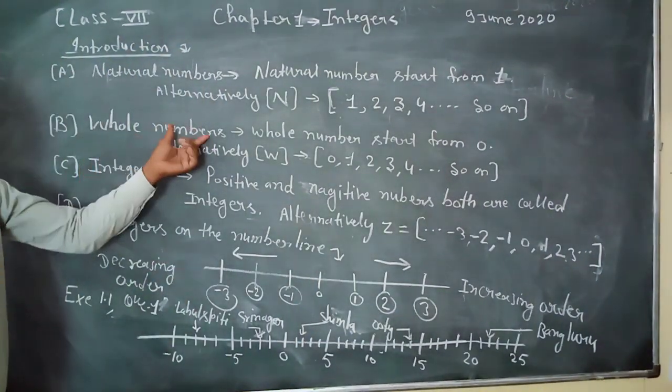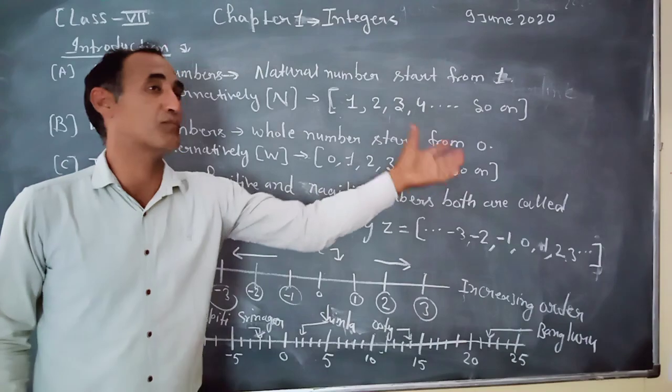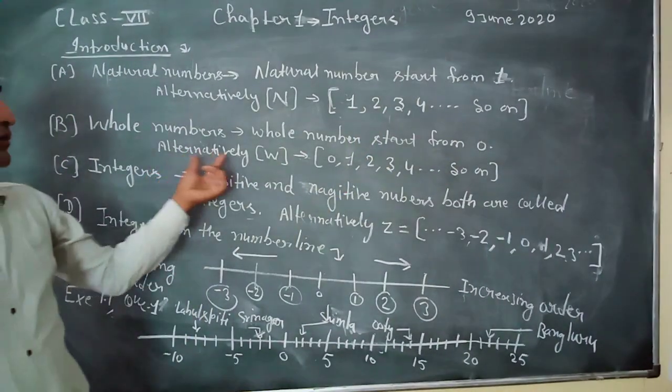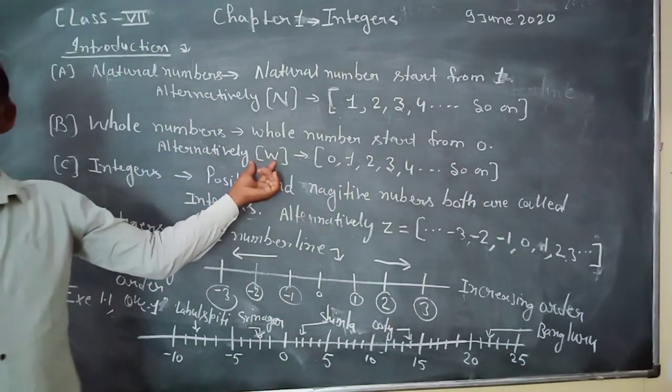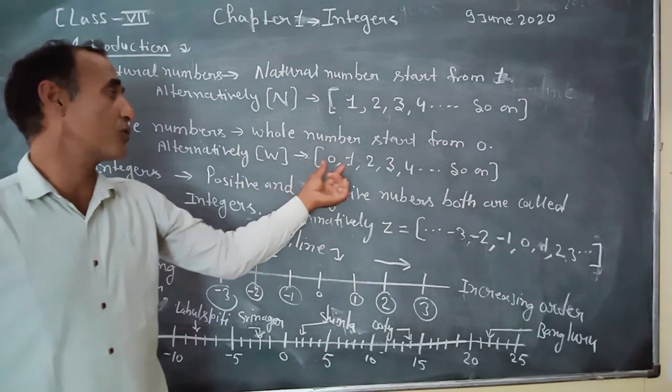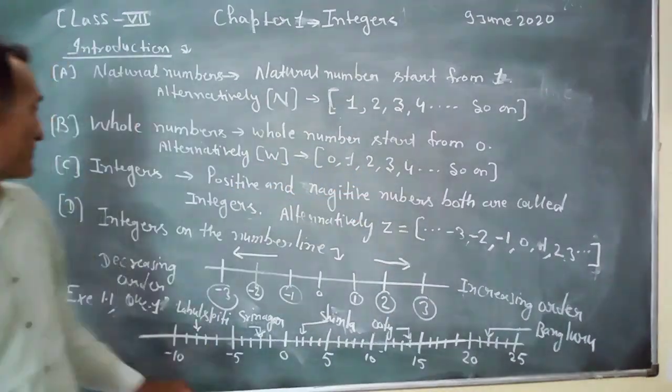After that the whole numbers start from 0. Alternatively, the short form is W: 0, 1, 2, 3, 4 and so on.